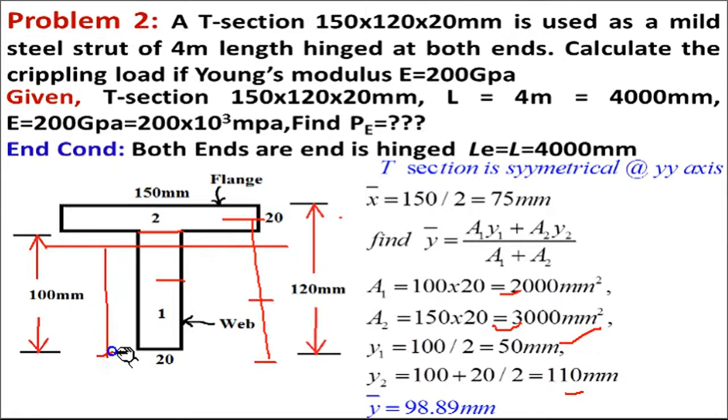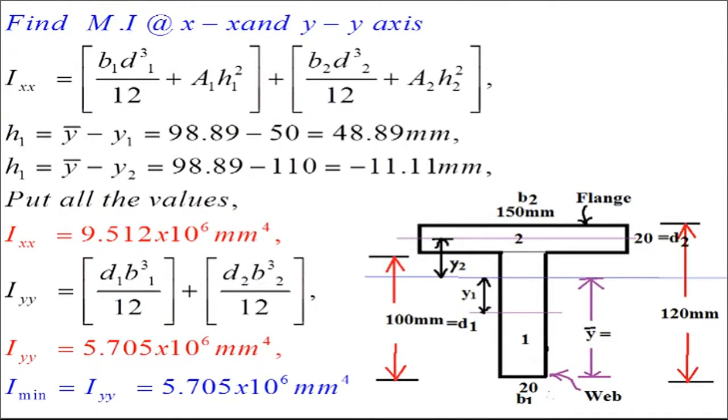Okay, so 98.89, y bar is somewhere here, measured from the bottom. Why is this y bar needed? Because in Euler's formula we have the term I minimum, the moment of inertia. To use Euler's formula, pi square E I minimum upon L square, I is not given, so we have to calculate I, and to calculate I we should know y bar.